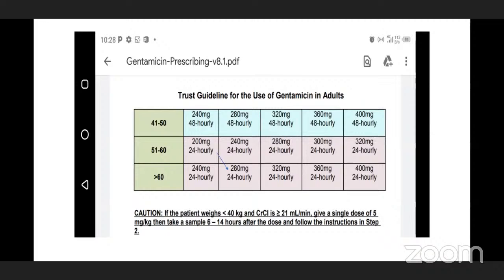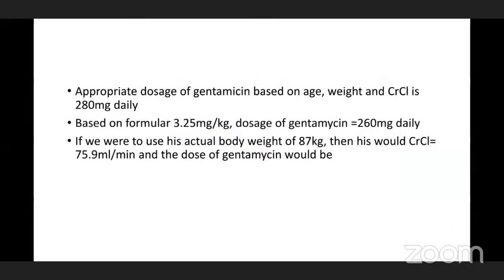Even with giving the patient 280 milligrams, you should still monitor the serum creatinine level, calculate the creatinine clearance, and also check the gentamicin trough level. If after 24 hours the gentamicin trough level has still not fallen below 2 milligrams per liter, you should wait until the level falls below 2 milligrams per liter before giving the next dose. So the appropriate dosing for gentamicin based on age, weight, and creatinine clearance is 280 milligrams daily.